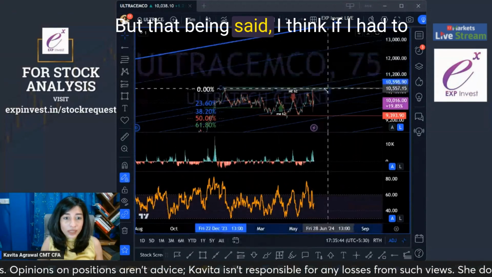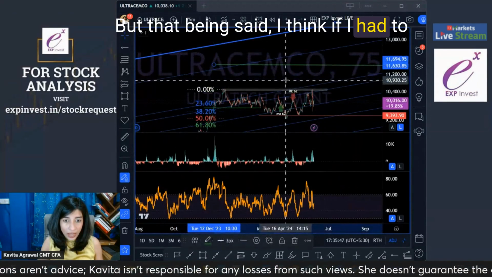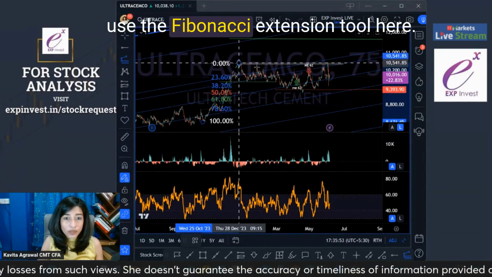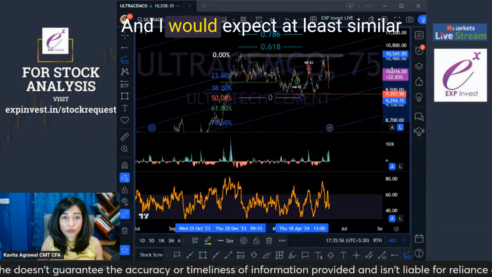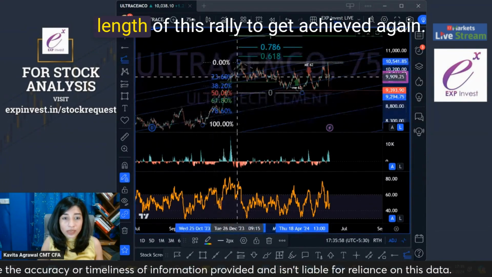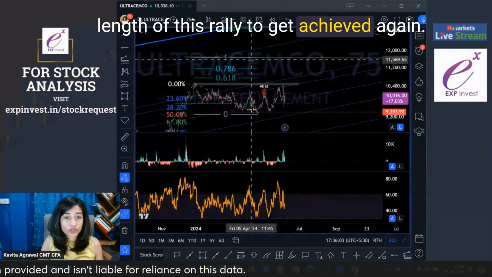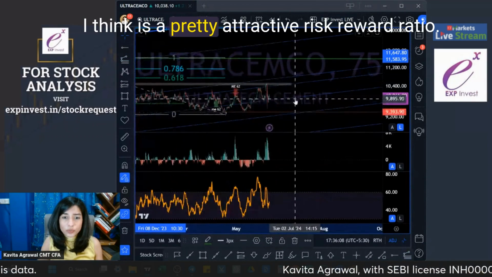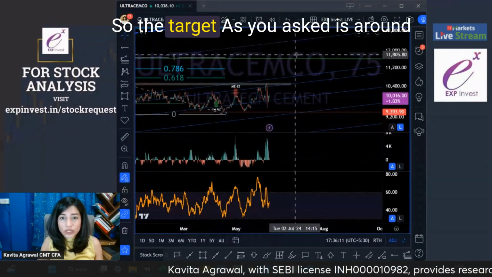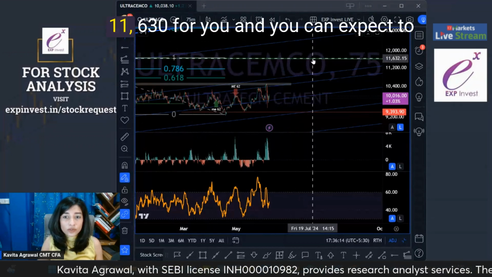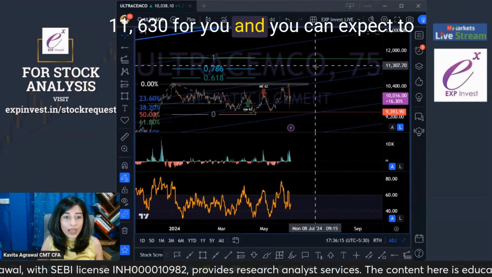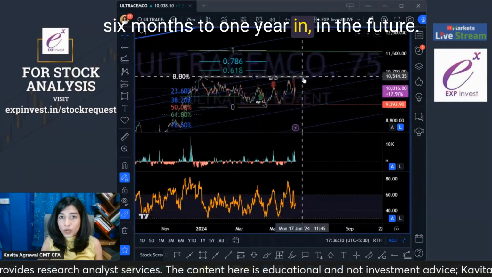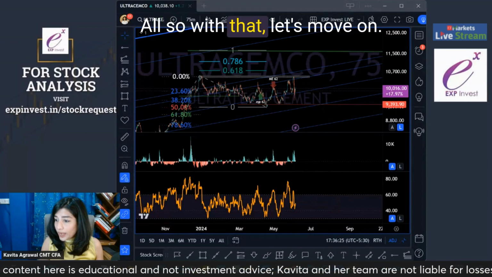But that being said, if I had to assess what targets to give you, I would use the Fibonacci extension tool here, and I would expect at least a similar length of this rally to get achieved again. So the target would be around 11,600, which I think is a pretty attractive risk reward ratio. So the target, as you asked, is around 11,630 for you, and you can expect to hold this stock for anywhere between 6 months to 1 year in the future. So with that, let's move on.